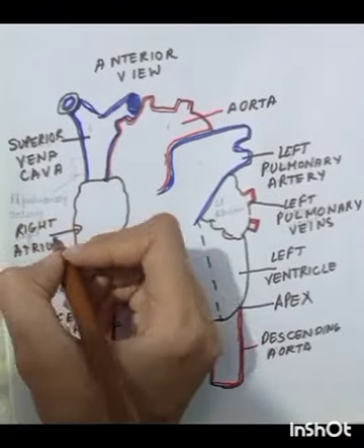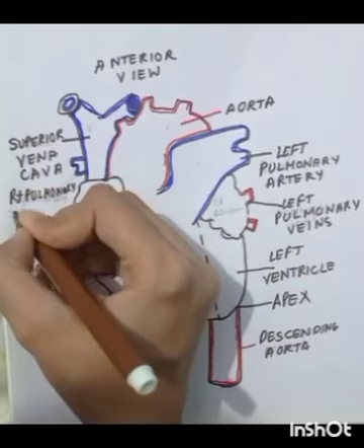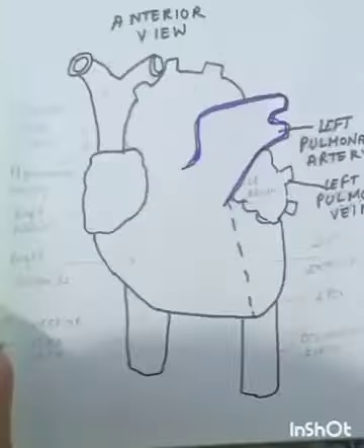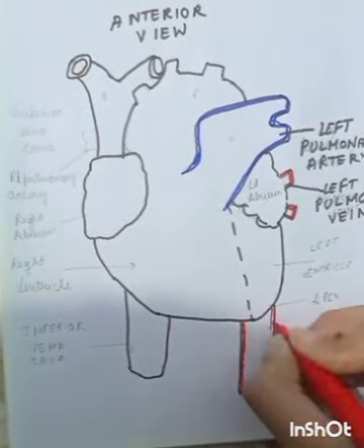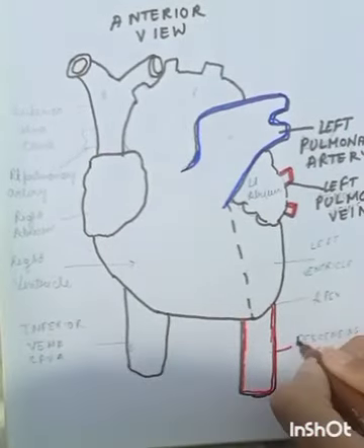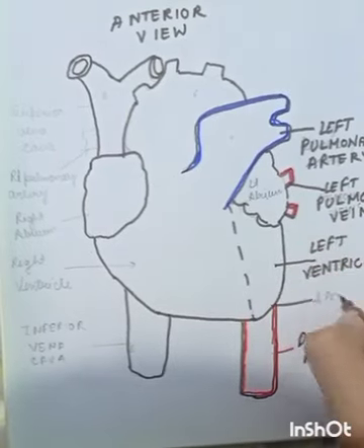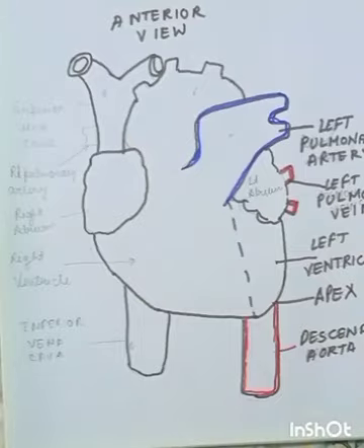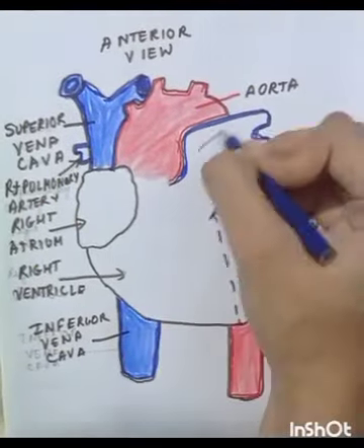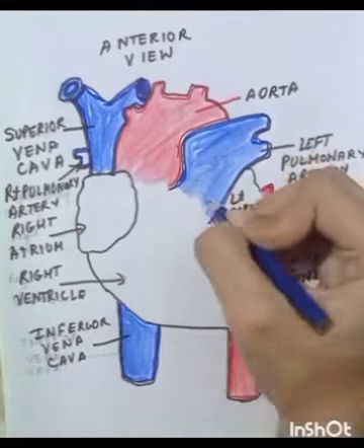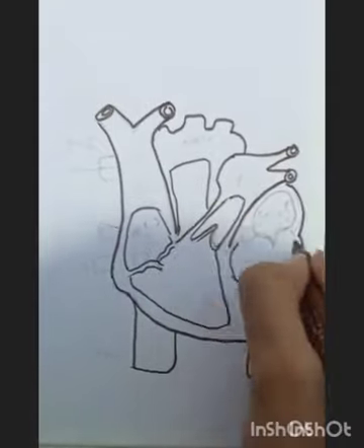The right side of the heart contains deoxygenated blood and the left side contains oxygenated blood. It has four valves. The atrioventricular valves are two: the tricuspid valve on the right side and the mitral valve on the left side. The semilunar valves are of two types, the pulmonary valve and the aortic valve, which prevent the backflow of blood. Now we will learn about the cross-section of the anterior view of the heart.